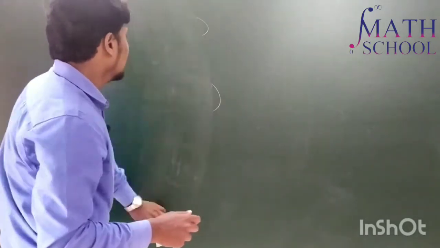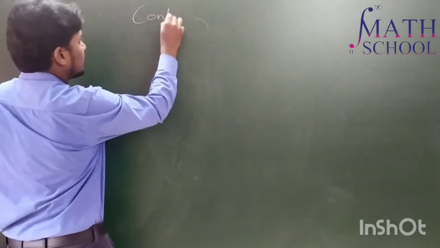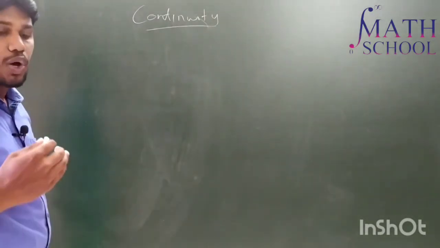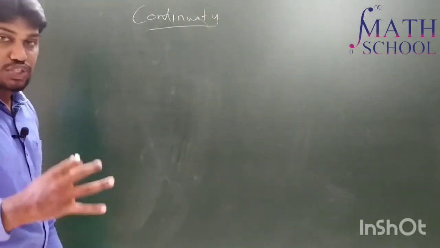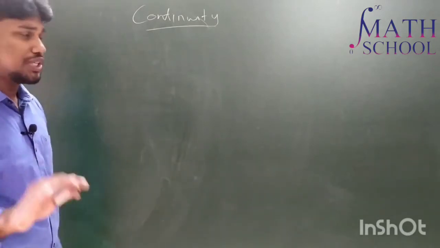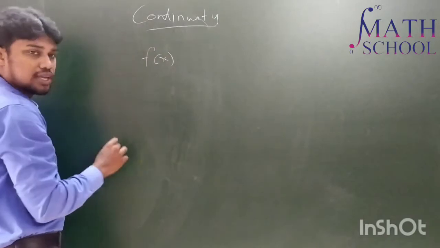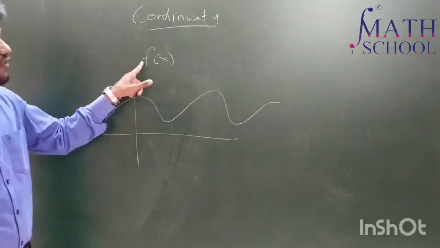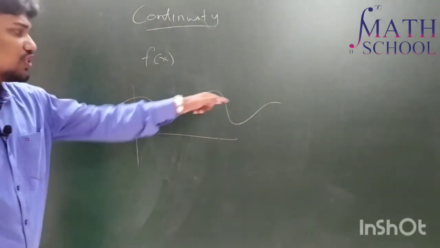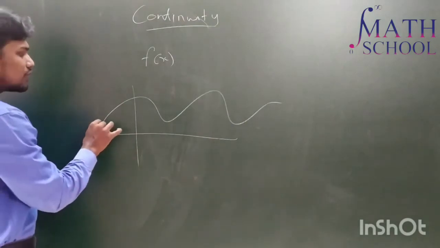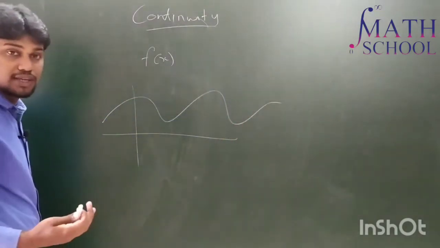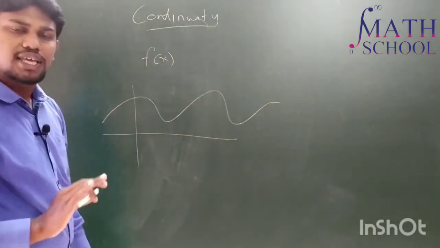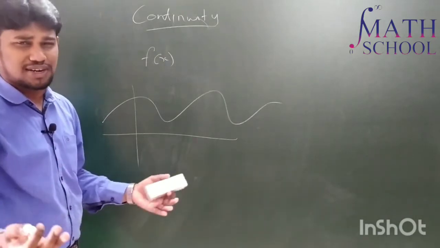So children, simply saying, what is it for a function to be continuous? A very rough intuition: you are given one function, and you look at its graph. If the graph looks continuous, or I can say you can draw this graph without lifting your hand from the paper, then we can say the function is a continuous function. Yes, it is a very rough intuition.